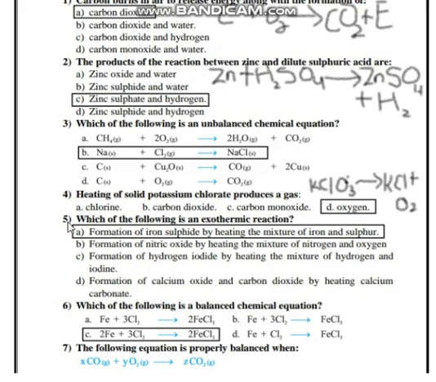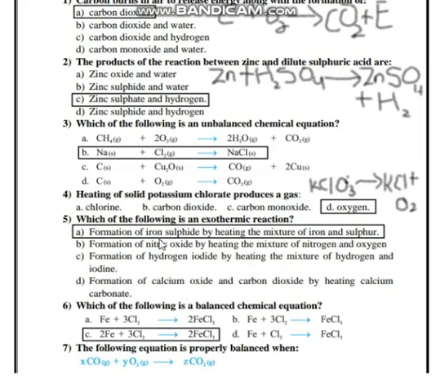Okay, next is question number 5. Which of the following is an exothermic reaction? Option A is formation of iron sulfide by heating the mixture of iron and sulfur. Option B is formation of nitric oxide by heating the mixture of nitrogen and oxygen. Option C is formation of hydrogen iodide by heating the mixture of hydrogen and iodine. Option D is formation of calcium oxide and carbon dioxide by heating calcium carbonate.